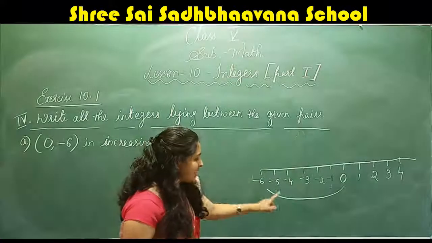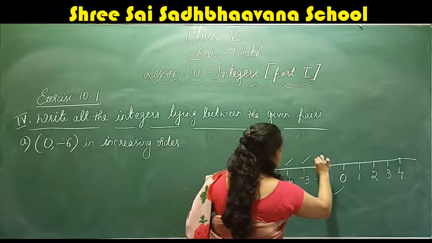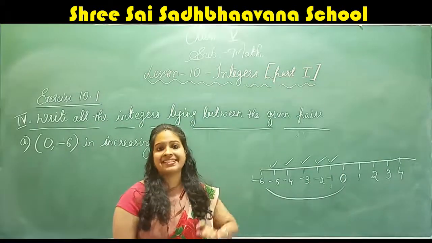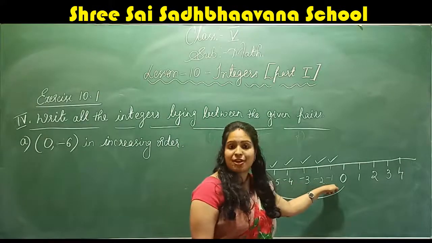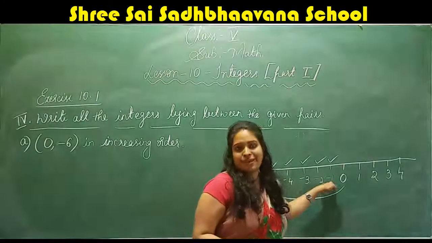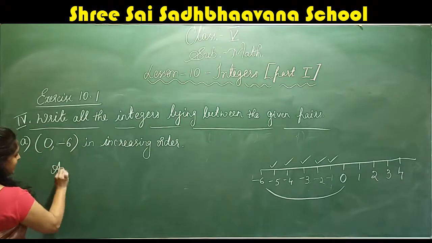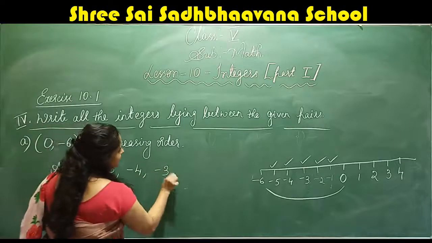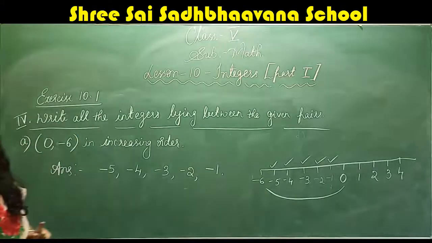Now between 0 and minus 6, we have minus 5, minus 4, minus 3, minus 2, minus 1. In this we have to see which one is the smallest one. So minus 5 is the smaller one or minus 1 is the smaller one? Minus 5 is the smallest one and the minus 1 is the biggest one as compared to minus 5. So we will write in increasing order like this. Answer: minus 5, minus 4, minus 3, minus 2 and minus 1. So this is the answer for the first question.